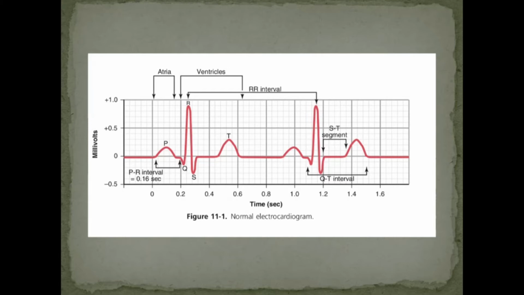Now, what is important for analyzing the ECG of myocardial infarction is two things. The ST segment: as you can see here, the ST segment starts from the end of the S wave and ends at the starting of the T wave. This is the ST segment. And the second thing is the TP interval. This TP interval starts from the end of the T wave and ends at the starting of the P wave. This is our TP interval.